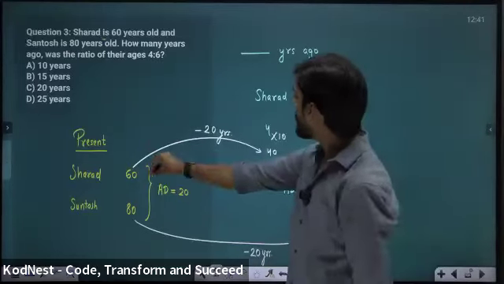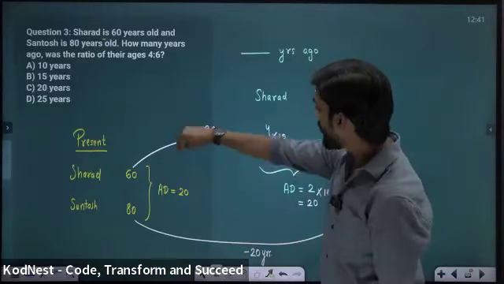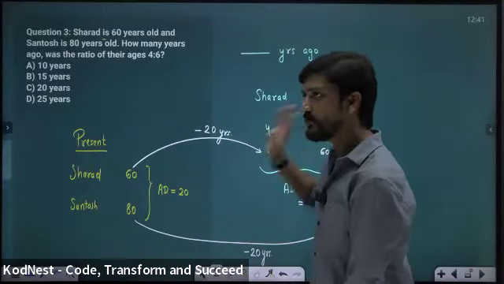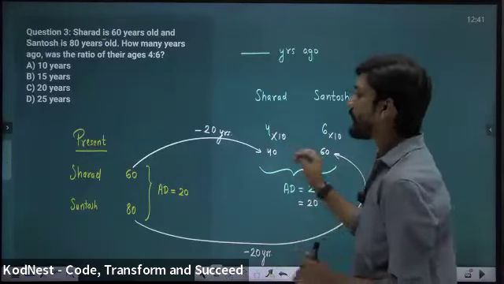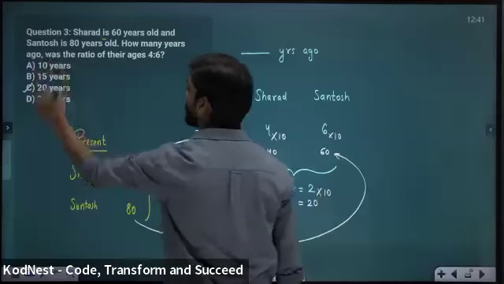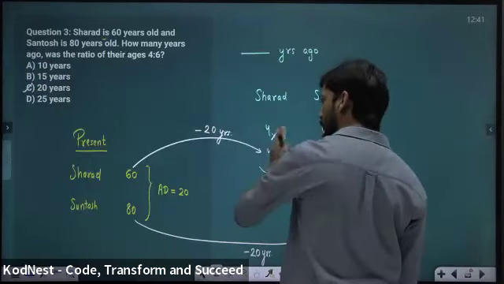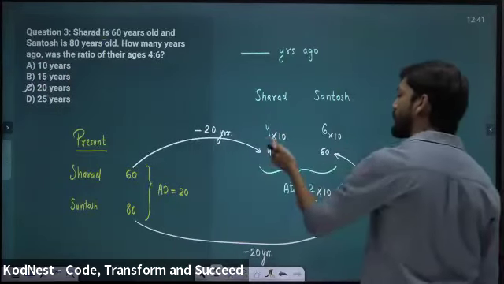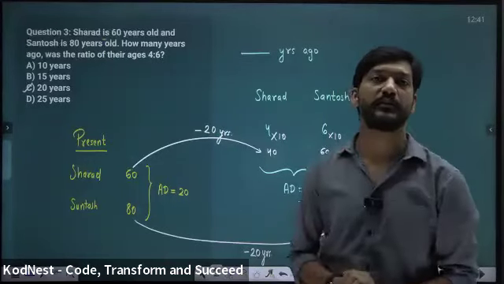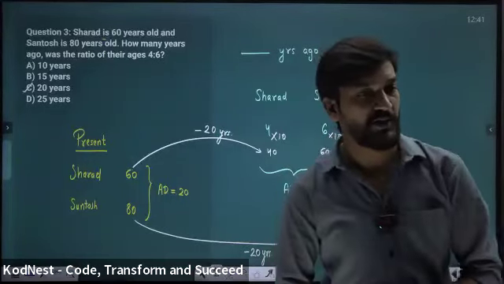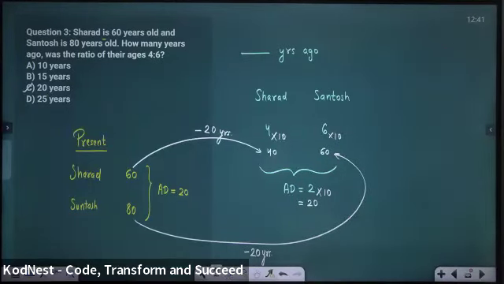Okay, Sharad 60, Sharad 40. So 20 years ago. So 20 years ago is your answer. Because 20 years ago, their ages were 40 and 60, and 40 and 60 make a ratio of 2 and 3. Understood or not? Please carefully see. Age difference, again, is a very important value in this question.